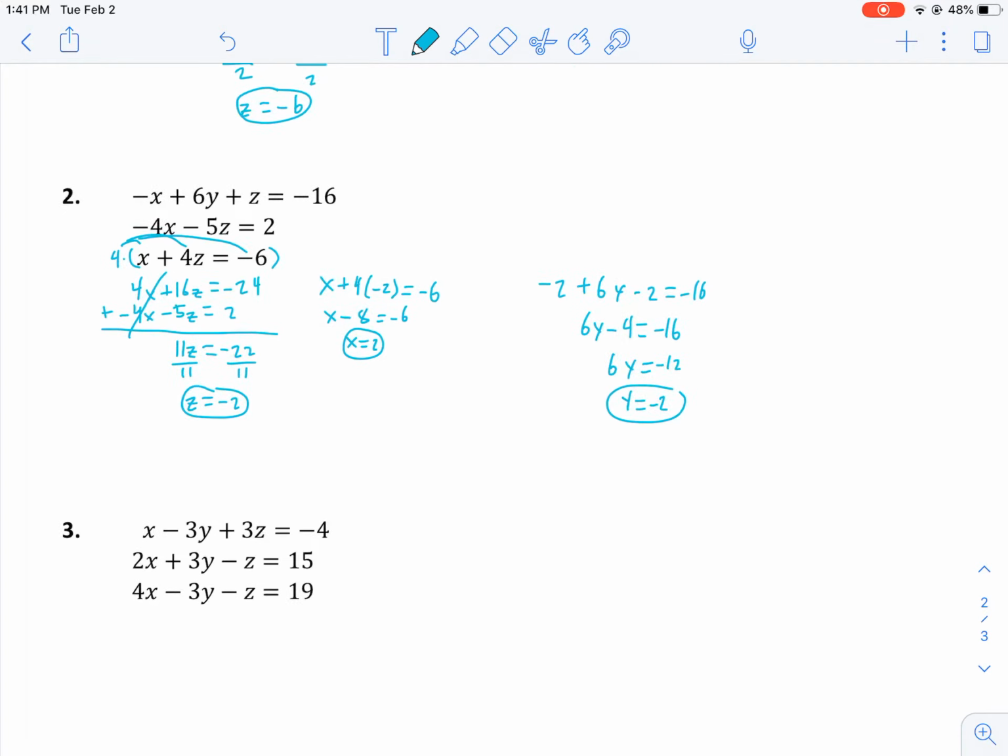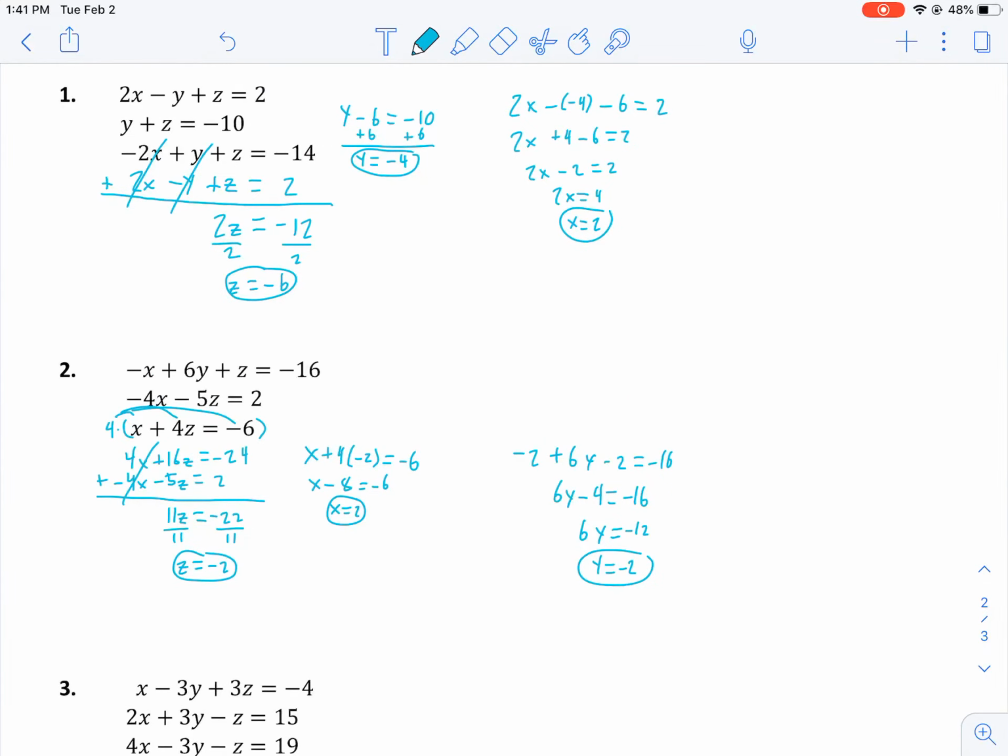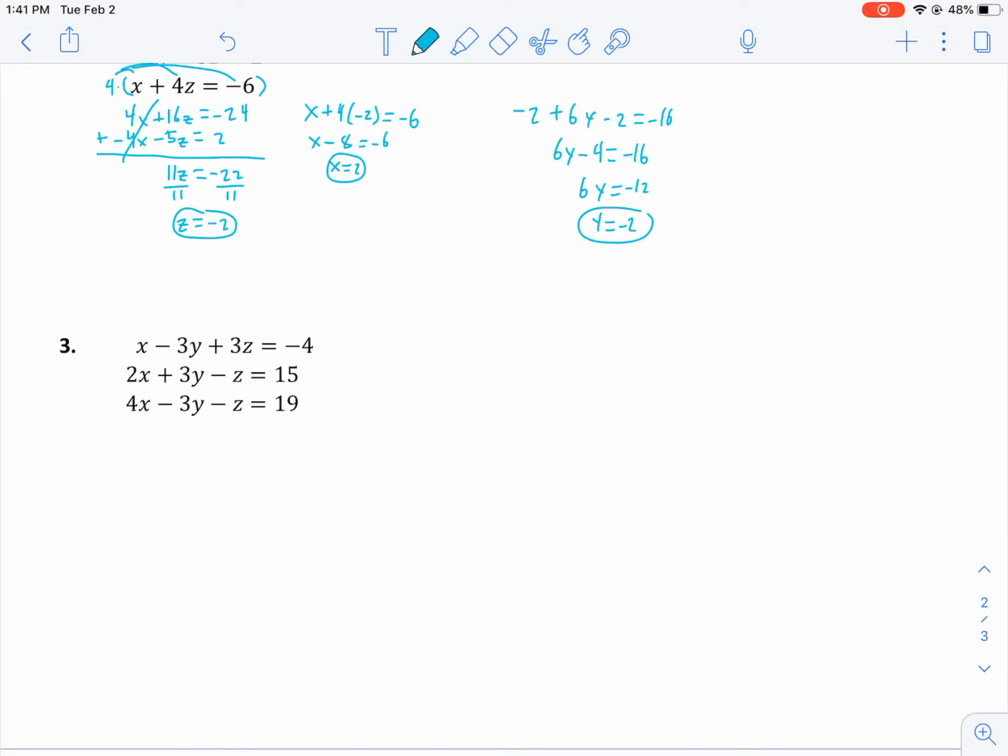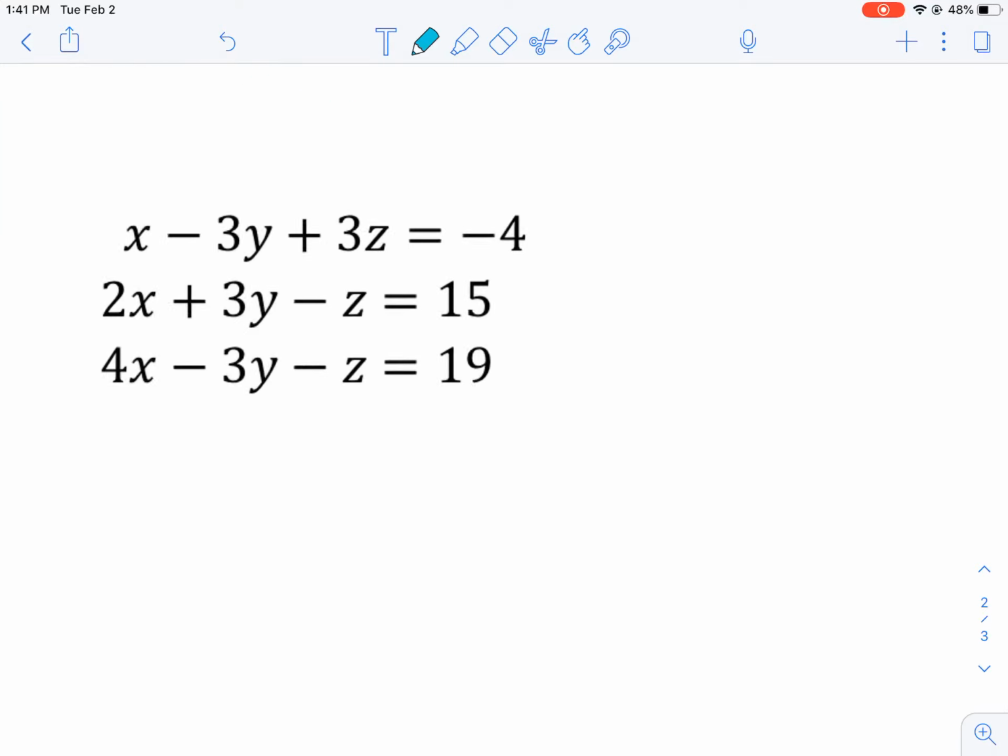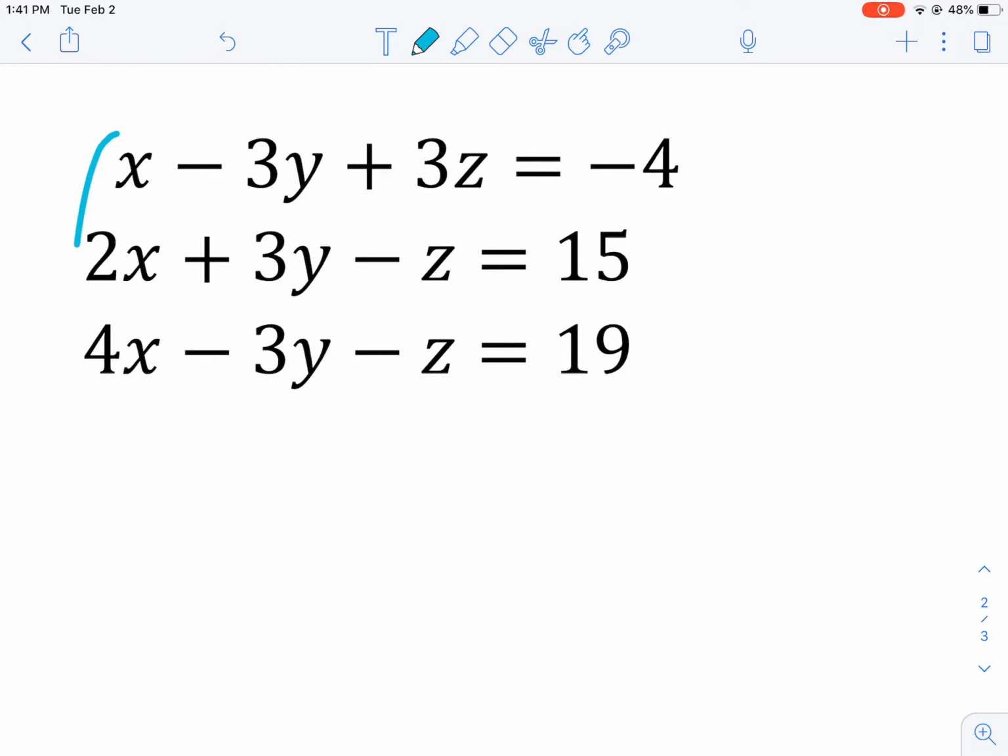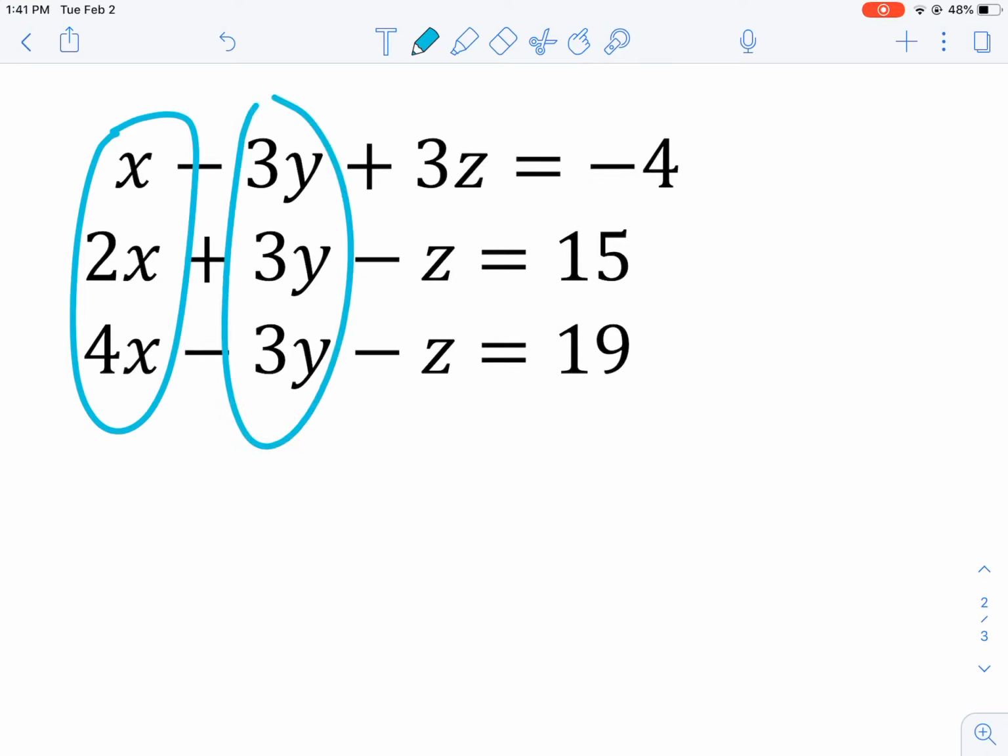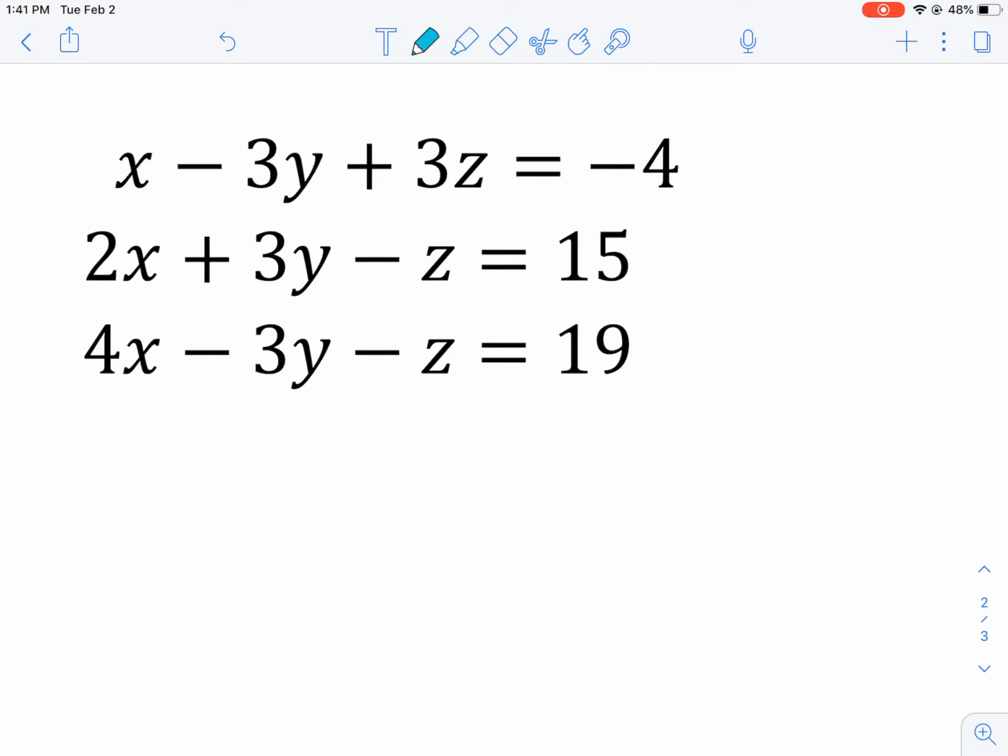Okay, so you saw another example. That one was actually kind of easy as well. Let's look at a hard one. All right, here we go. So here we have 3 x's, 3 y's, and 3 z's. So we need to start canceling something out. So now this time I am going to do it right.